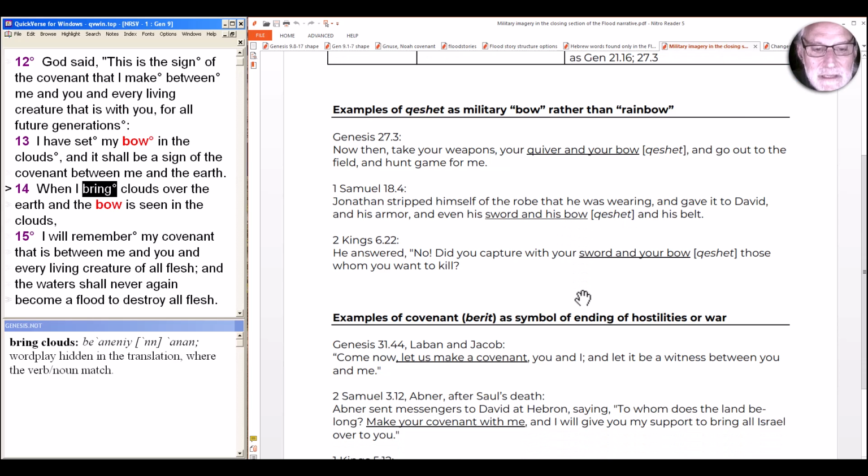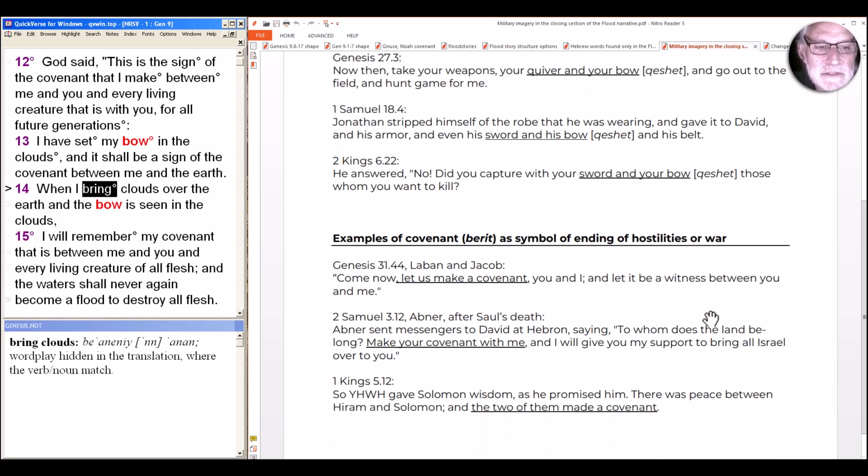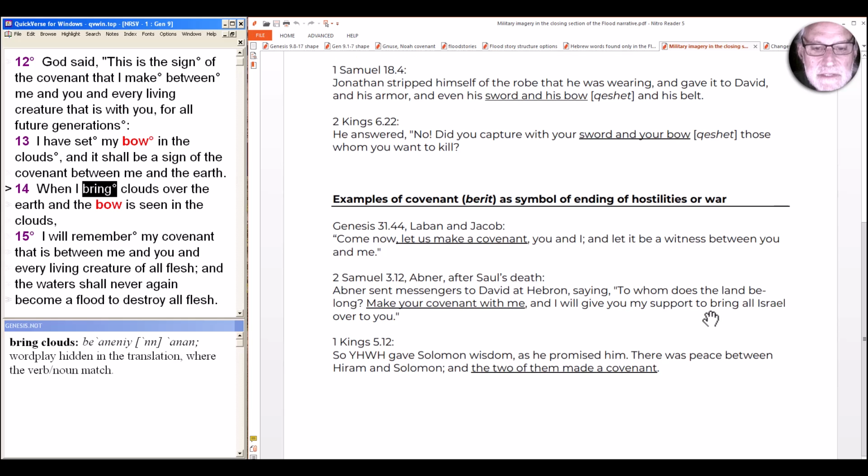And not only that, covenant itself is also an expression of a military thing, as the end of hostilities or war. Here's 3 examples from the Hebrew Bible, one from Genesis, of covenant between people has nothing to do with God, but with the end of hostilities. So here with Laban and Jacob, after the whole business with Rachel and Leah, and we'll get to that eventually here, come now, let us make a covenant, you and I, and let it be a witness between you and me, which is the peace terms for Laban and Jacob after their relationship is soured.